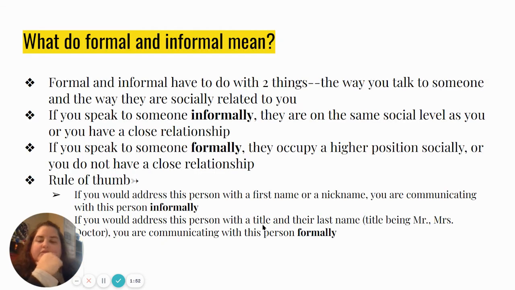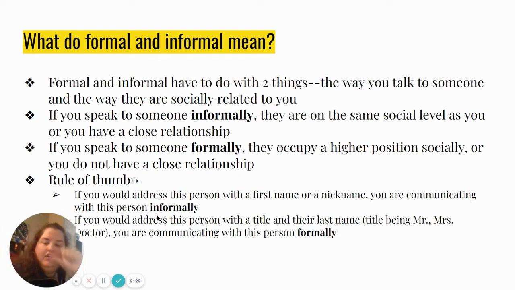All right. So, what do formal and informal actually mean? Formal and informal have to do with two things: the way that you talk to someone and the way that they're socially related to you. And this is a little bit strange for us as people who speak English as a first language, but it makes a lot of sense. So if you're speaking informally, they're on the same social level as you, or you have a close relationship. If it's formal, they either occupy a higher position socially or you do not have a close relationship.